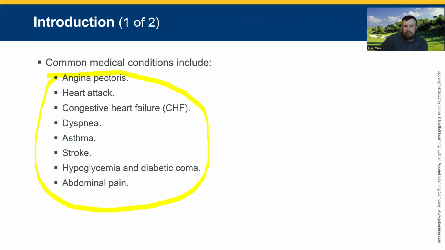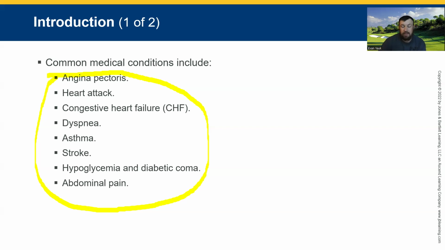Real quick, I'm going to run over these. So you've got angina pectoris. That's chest pain or discomfort that occurs when the heart does not receive enough oxygen-rich blood. You've got heart attack. That's going to occur when blood flow to the heart is suddenly blocked, which once again is going to take away that oxygenated blood. We've got congestive heart failure, or CHF. This is when the heart cannot pump effectively, and so we begin to build up fluid in our tissues and organs.